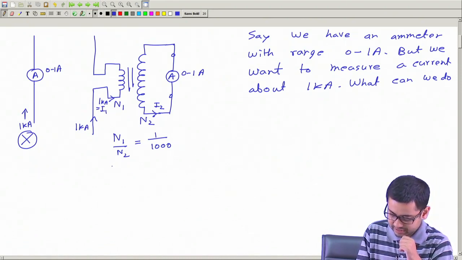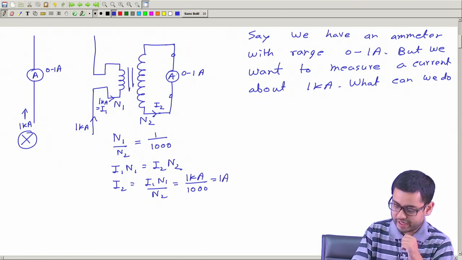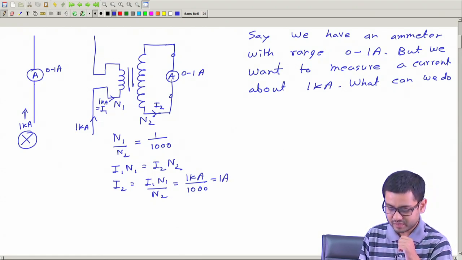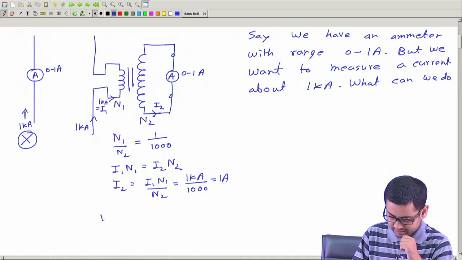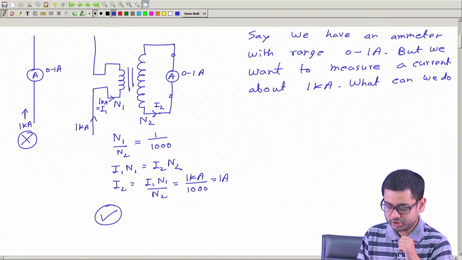So we can write I1 N1 equal to I2 N2. So I2 will be I1 N1 by N2. So this is I1 is 1 kiloampere and N1 by N2 is 1 over 1000. So this is just 1 ampere, which we can measure with this ammeter. So this circuit is fine. We can use this circuit to measure a huge current.